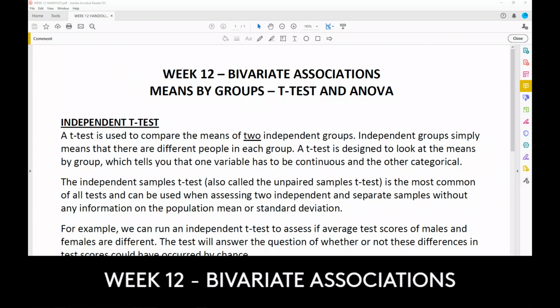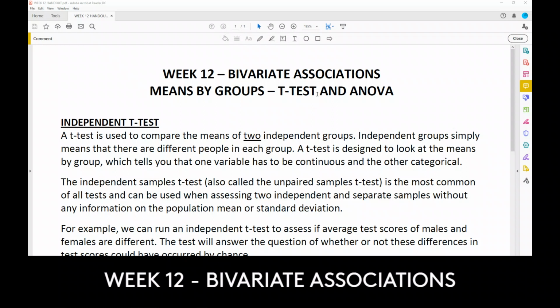This is the last week that we're covering bivariate associations. This is the last component of assessing associations between two variables. This week we are going to learn how to generate means by groups using a t-test and an ANOVA.